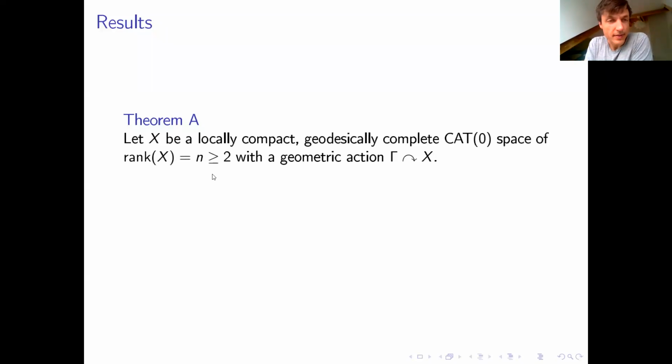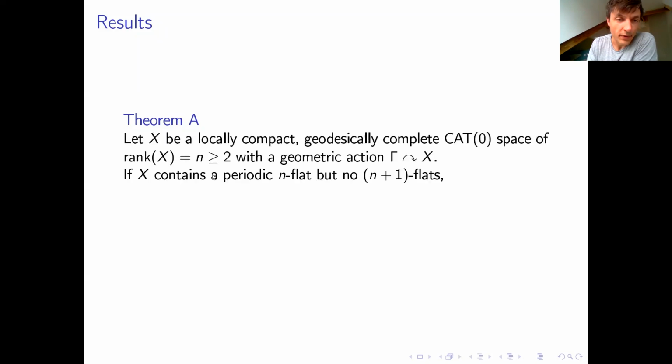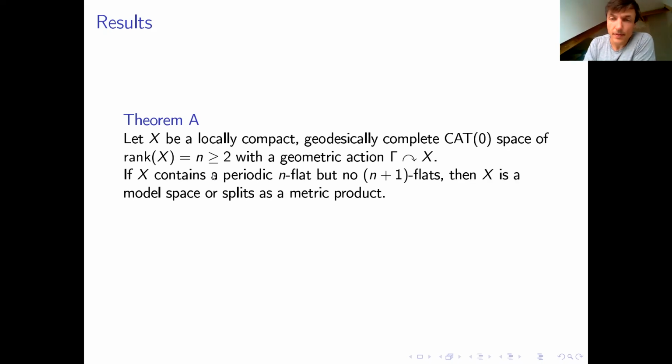So Theorem A says, okay, this is the same assumption as in the conjecture. You have a locally compact and geodesically complete CAT(0) space of higher rank, some rank n, and suppose you have a geometric group action. But then I need to ask something more. Now suppose this space contains a periodic n-flat, and I'm going to tell you what that is in a second, but no (n+1)-flats. Then the conclusion holds.